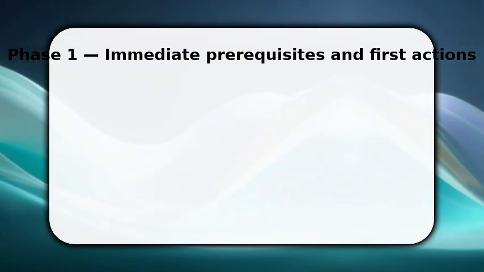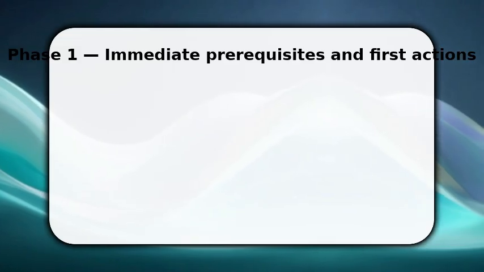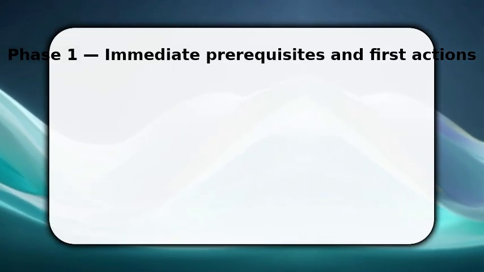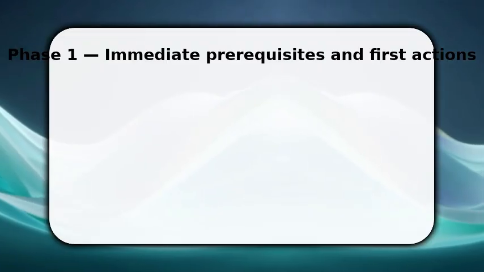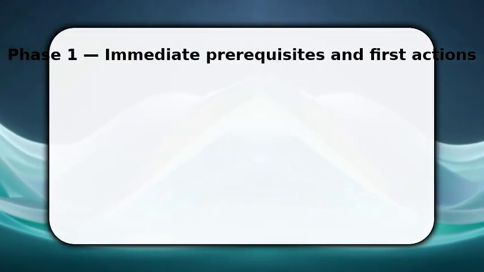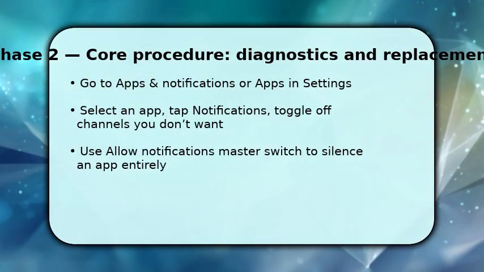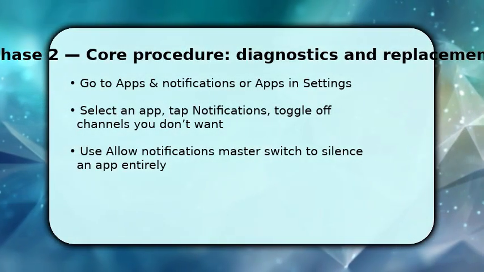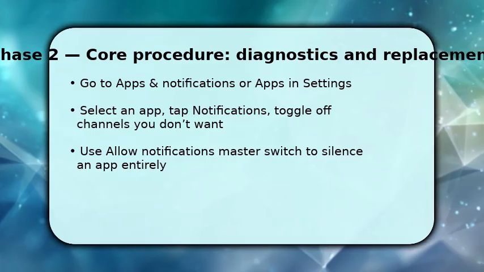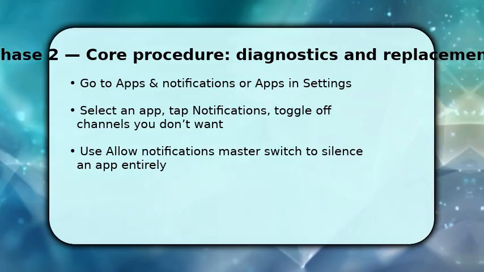Make sure to proceed from System or Apps depending on your version, and get ready to go into Notifications. This first step positions you to remove unwanted alerts quickly. You now go to Apps and Notifications, then choose the specific app sending noise. Tap Notifications to see channels or categories.